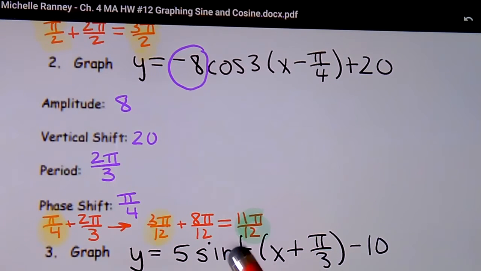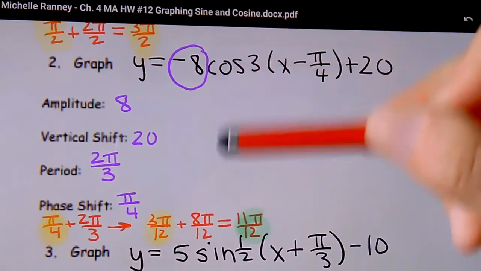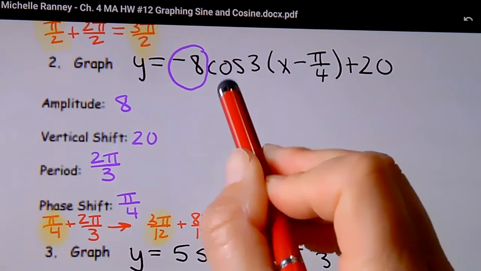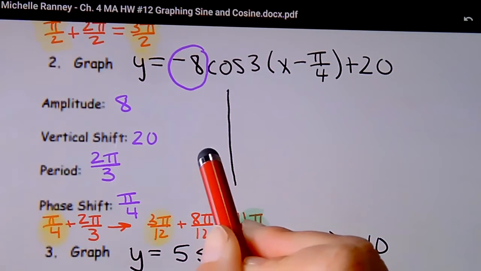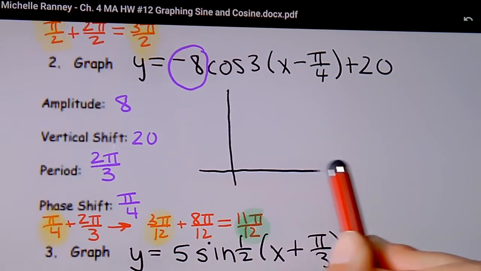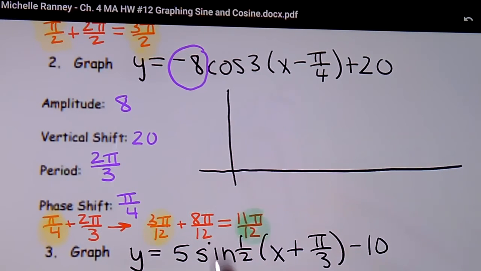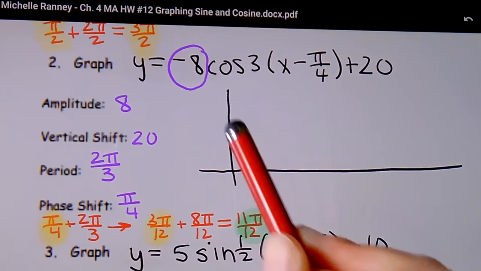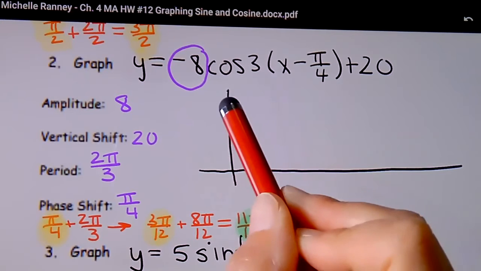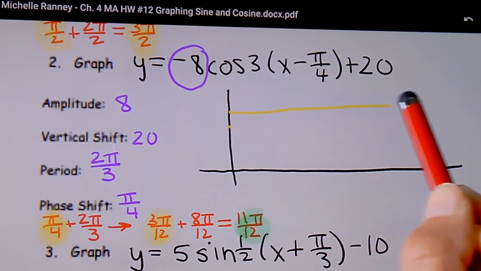Okay. So let me get my graph here. I'm going to be all the way up at 20. And then I'm going to be going 8 above and below that. So let me get this drawn. I'm going to scooch it down like that. Let's say that this is 20. I'm going to move it up a little bit. Let's say that that is 20.